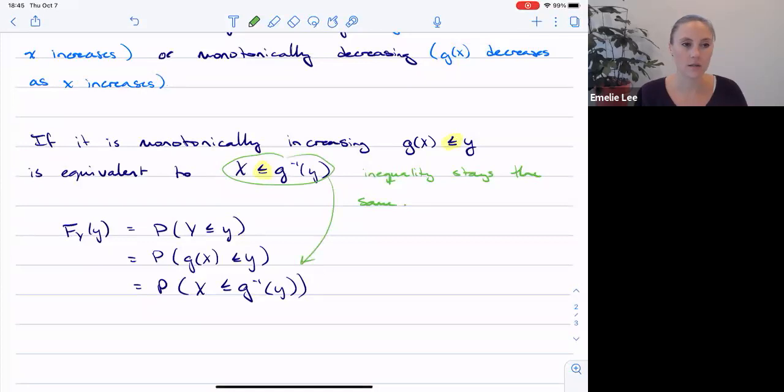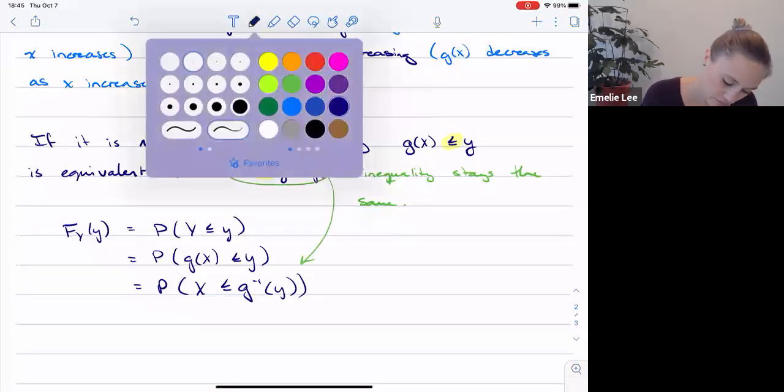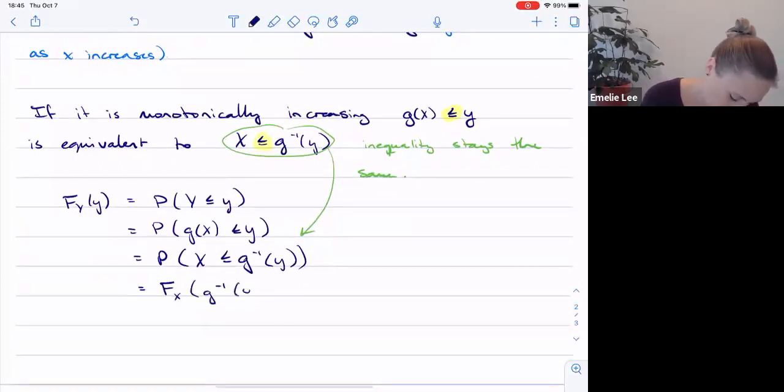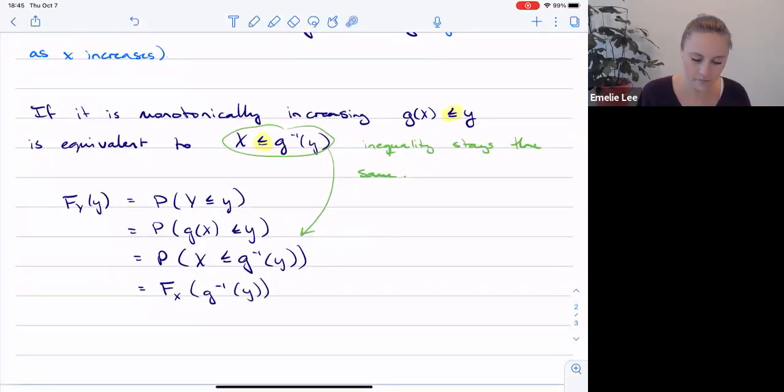Okay. So that's going to look the same as the probability that X is less than or equal to x, but replacing the lowercase x with g inverse of y. So then we get F_X of g inverse of y. Same setup as before: I take the CDF for that random variable X, and I apply it to the inverse of g on y.